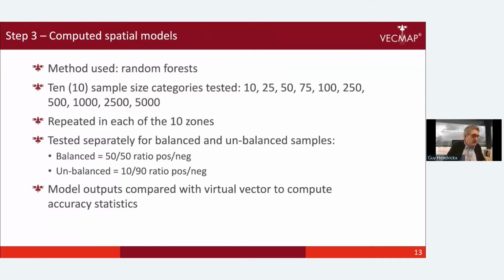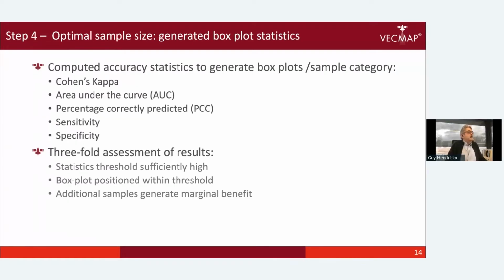This is quite important because often in scientific publications of spatial modeling, the sample sets which are used are not balanced, and we wanted to test if this has an impact on the quality of your model. So we tested a 50-50 ratio and a very unbalanced 10-90 ratio. And then, of course, the model outputs were compared with the virtual vector to compute accuracy statistics, the same way everybody does when doing spatial modeling.